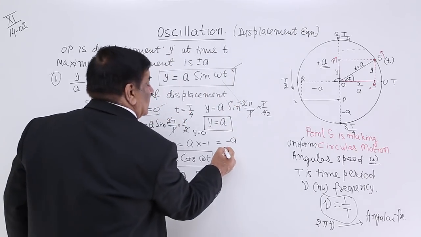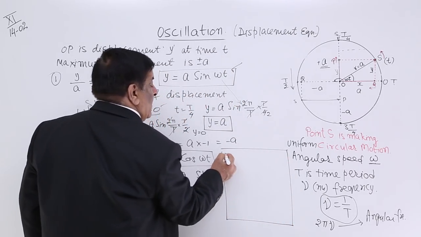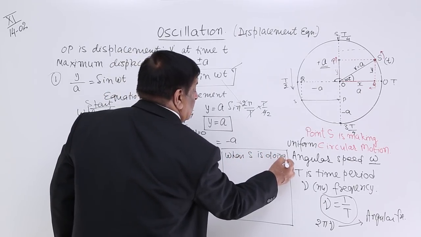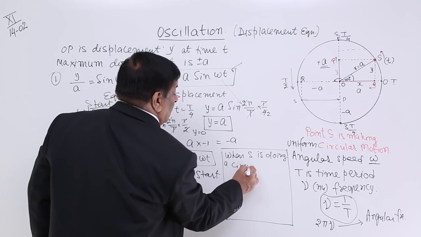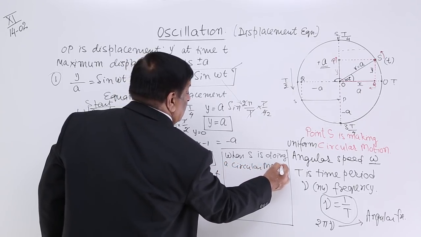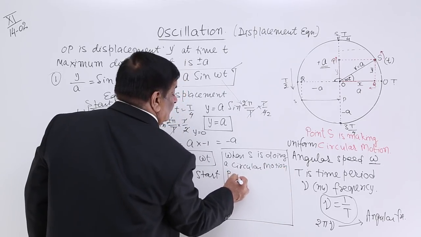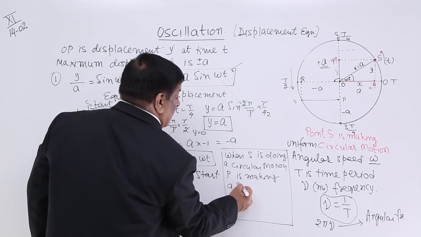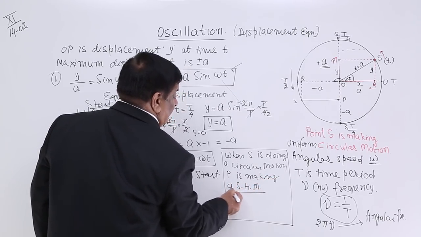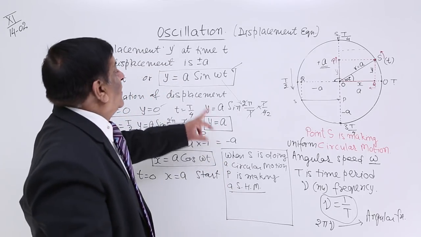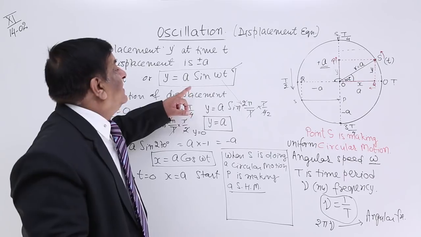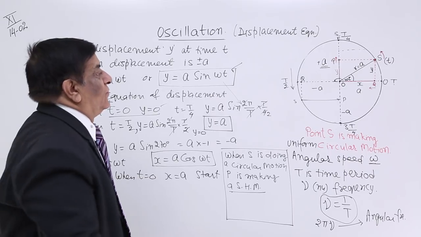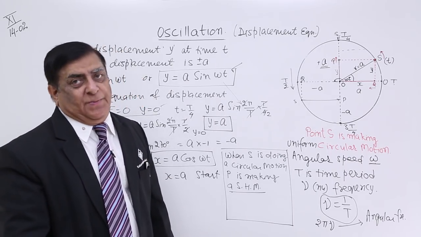So now we are in a position to write that when S is doing a circular motion, P is doing a simple harmonic motion. This we will remember because this equation represents a simple harmonic motion. So this is the equation of displacement.